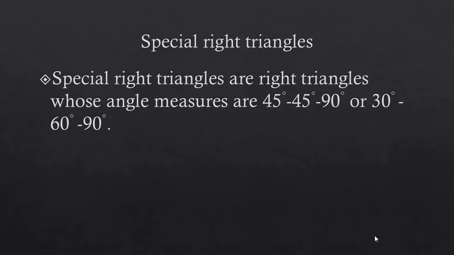Vocabulary: special right triangles. Special right triangles are right triangles whose angle measures are 45 degrees, 45 degrees, 90 degrees, or 30 degrees, 60 degrees, and 90 degrees.